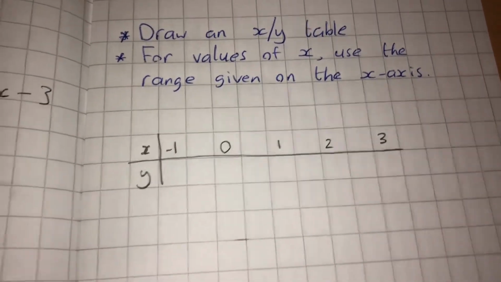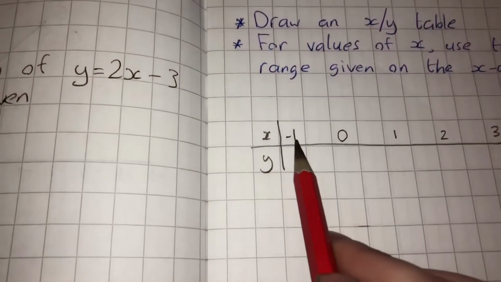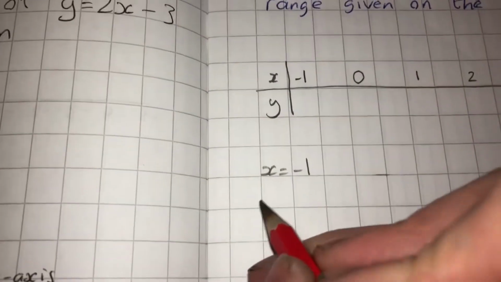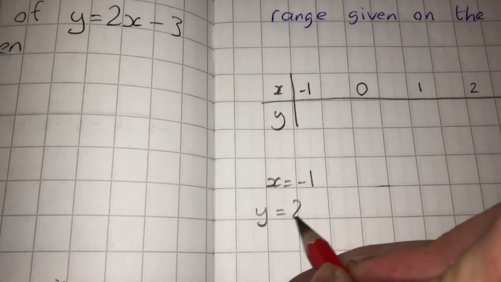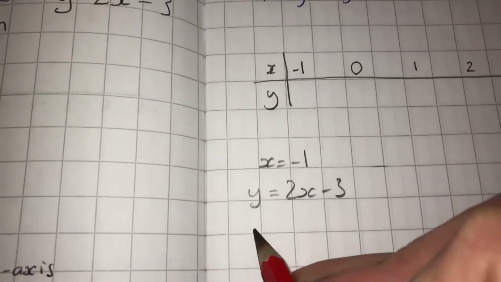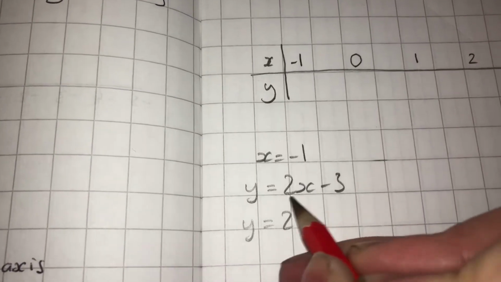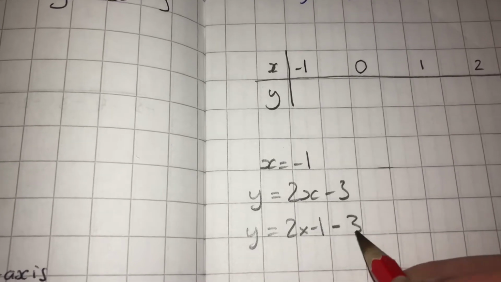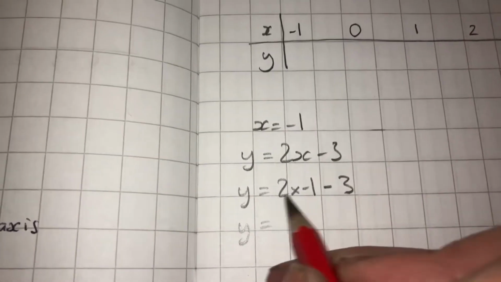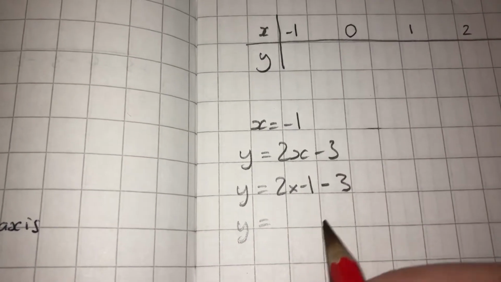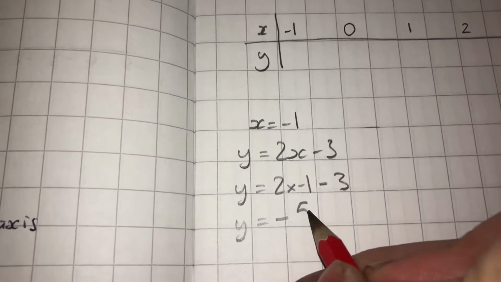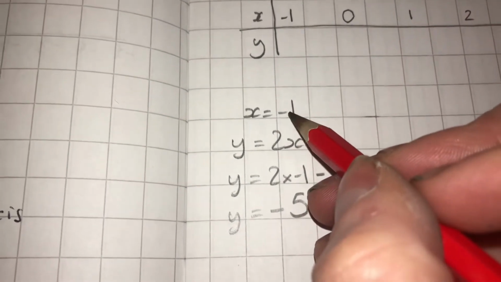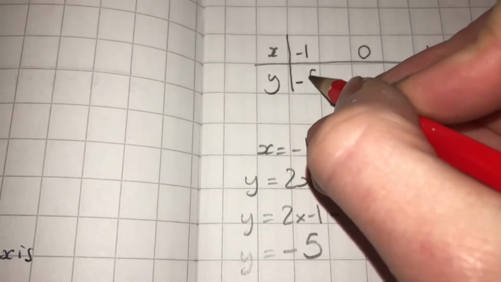It's exactly the same as the last video, where we simply take the values of x. First one being x equals -1, and we substitute it into the equation that is given. So y equals 2x minus 3. If x is -1, we're doing 2 times -1, take away 3. So y equals 2 times -1, which is -2, take away 3, which is -5. So that tells me when x is -1, y is -5, so that's my first y coordinate done.